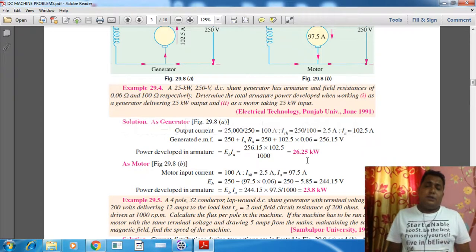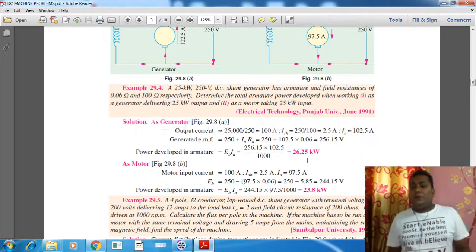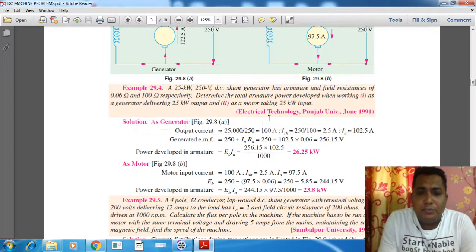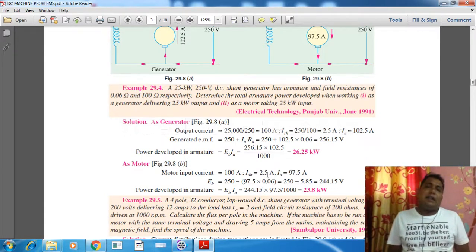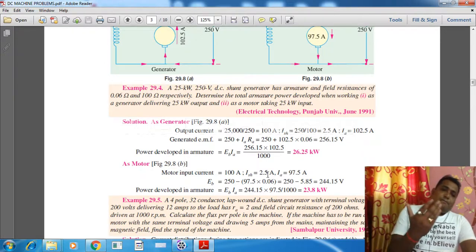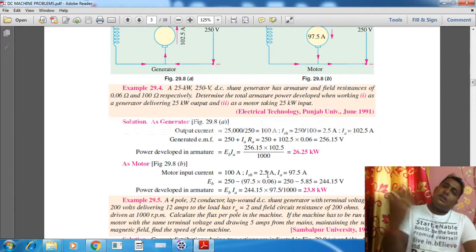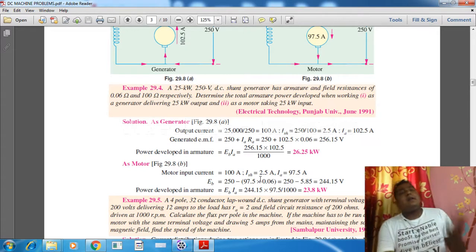Okay, so now the same thing we have to do for the case of motor. In the motor we consider this 25 kilowatt as the input power. So here the input current is the same, 100. With the 100 ohm shunt, the shunt current is 2.5. So now what is the armature current? In case of generator, armature current is the summation of line current and the shunt current. Here it is the difference between the load current or line current minus the shunt current. So 100 minus 2.5 gives us 97.5.